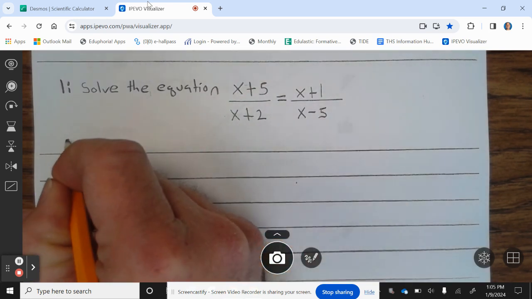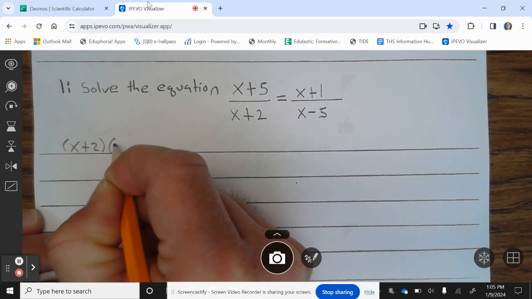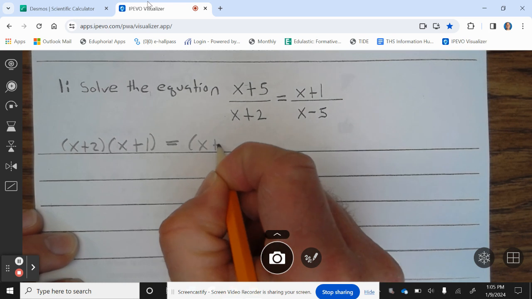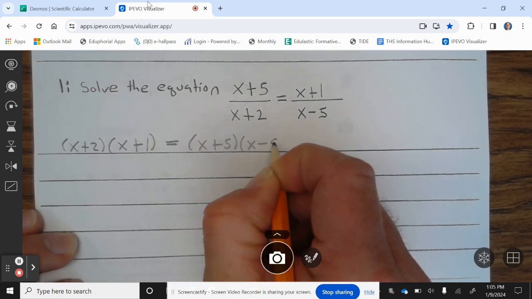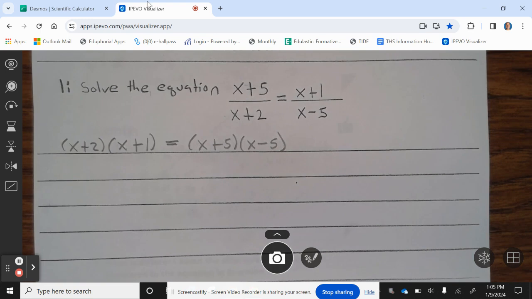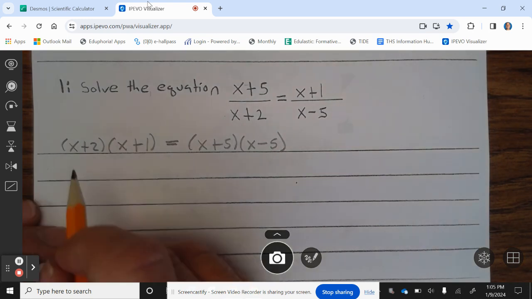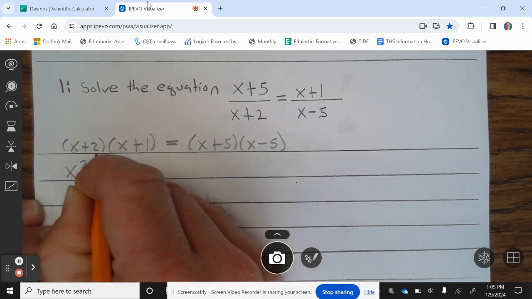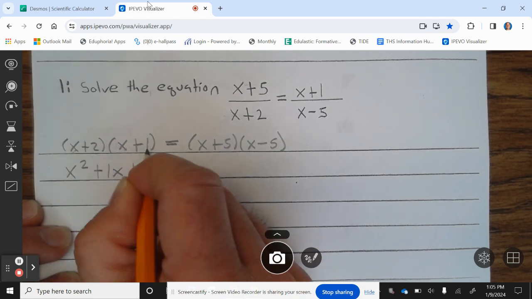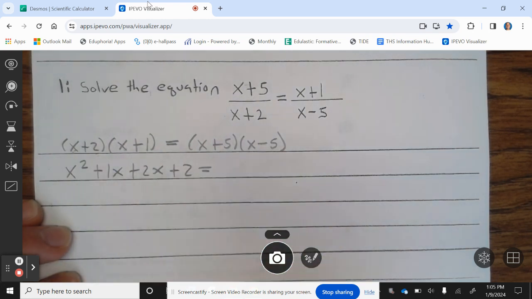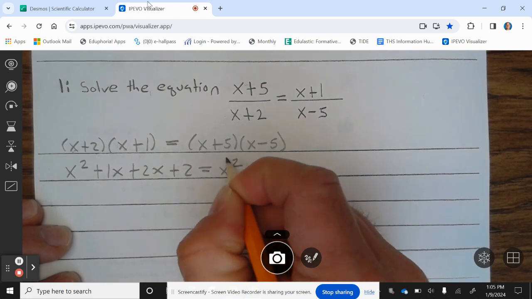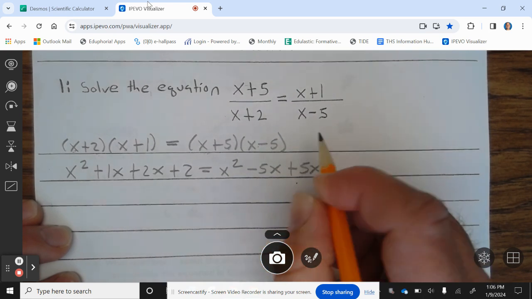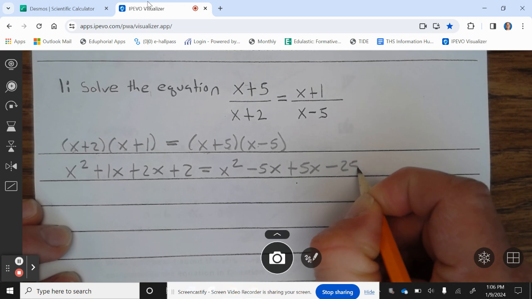So we're going to solve by cross multiplying. So x plus 2 times x plus 1 equals x plus 5 times x minus 5. Okay, now we're going to FOIL. x times x is x squared. x times 1 is plus 1x. 2 times x is plus 2x. 2 times 1 is plus 2. Equals x times x is x squared. x times negative 5 is negative 5x. 5 times x is plus 5x. 5 times negative 5 is minus 25.